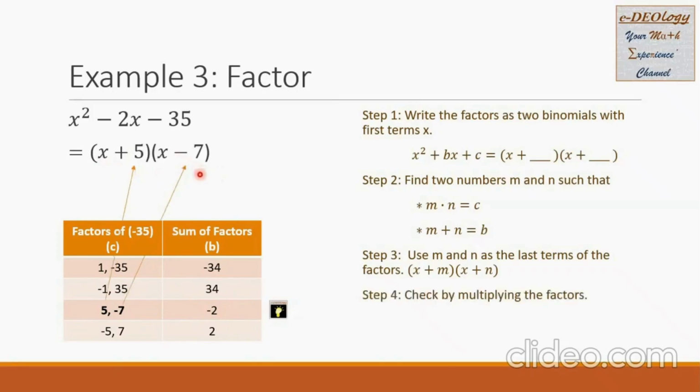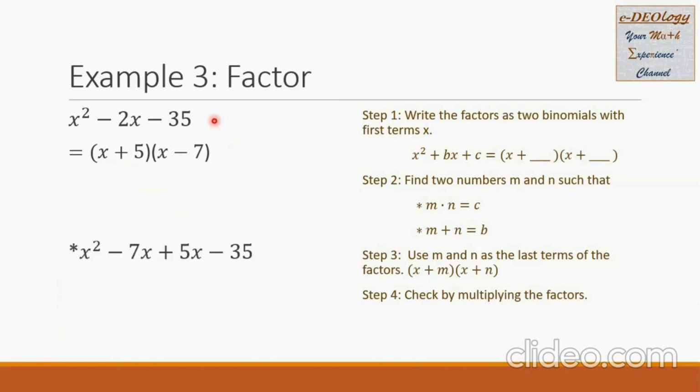So step 4, we will check our answer if correct by multiplying these two factors. And we will hope that the answer will be the same as our trinomial here. So multiplying the x and the x, that is x squared. x times negative 7 is negative 7x. Then 5 times x is positive 5x. 5 times negative 7 is negative 35.